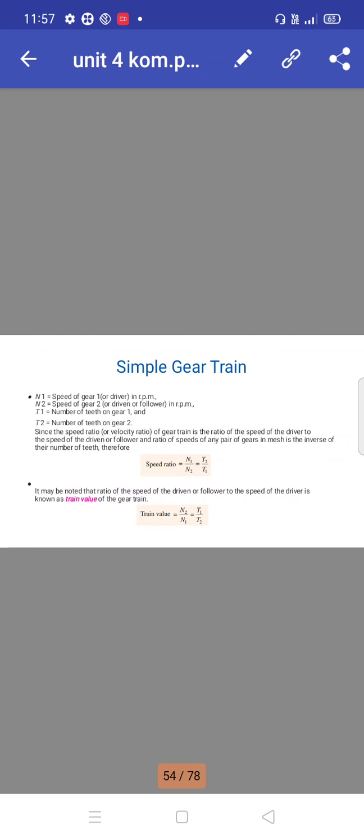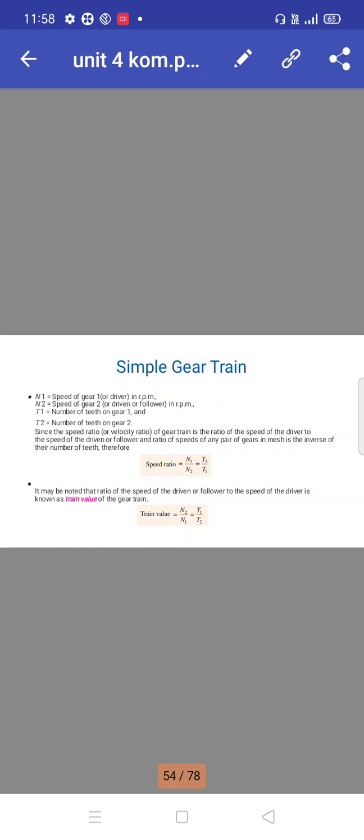Simple gear train. N1 is the speed of gear 1, that is the driver. N2 is the speed of gear 2, that is the follower. Then T1 is the number of teeth on gear 1, that is the driver gear. Then T2 is the number of teeth on the driven gear, that is gear 2.